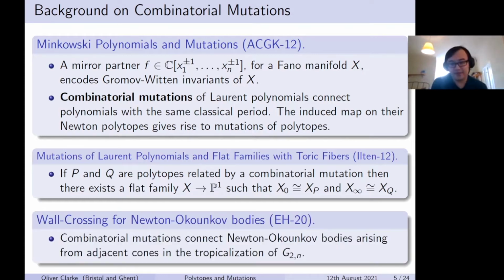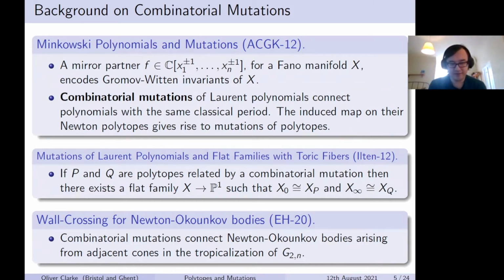And in more recent work by Escobar and Harada, they considered adjacent cones in the tropicalization of the Grassmannian Gr(2,n) and showed that there's some combinatorial way to go between the Newton-Okounkov bodies arising in those cases. And in an appendix by Nathan Ilten, he gives a description of its relationship with the above notion of combinatorial mutation.